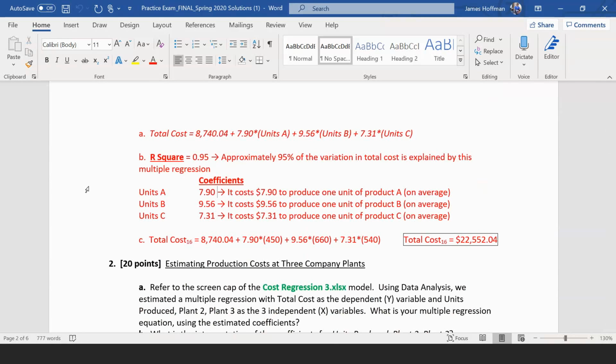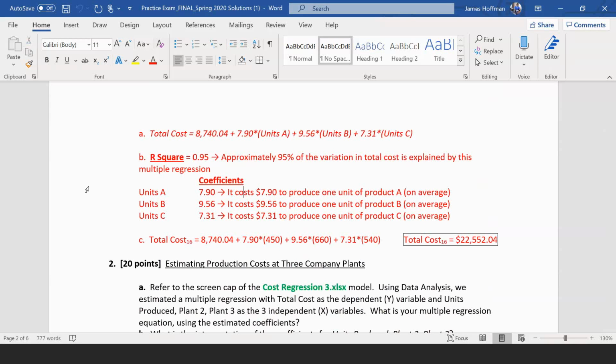Alright, so the one for unit A, that's on average how much it costs. This is what happens to total cost. So total cost goes up by this amount each time you produce one unit A. So this is basically the average cost of producing one unit of product A.